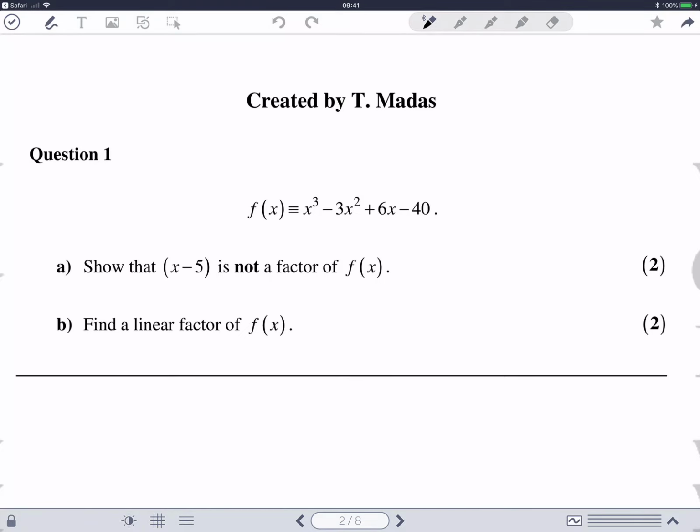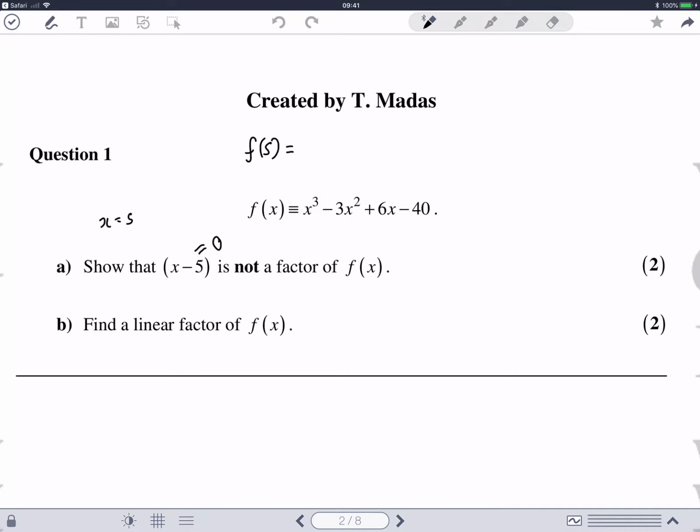Okay, question 1 for the MP1 paper N, series of papers created by Madas. We're asked to show that x minus 5 is not a factor of f of x. So if x minus 5 is not a factor, then if I set this bracket equal to 0 and solve for x, which gives x equals 5, I find the value of f of 5. I substitute 5 into the f of x function, and this should not equal 0.